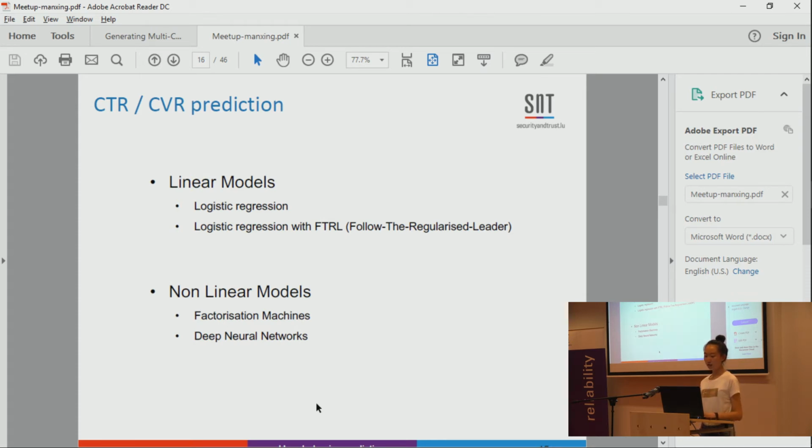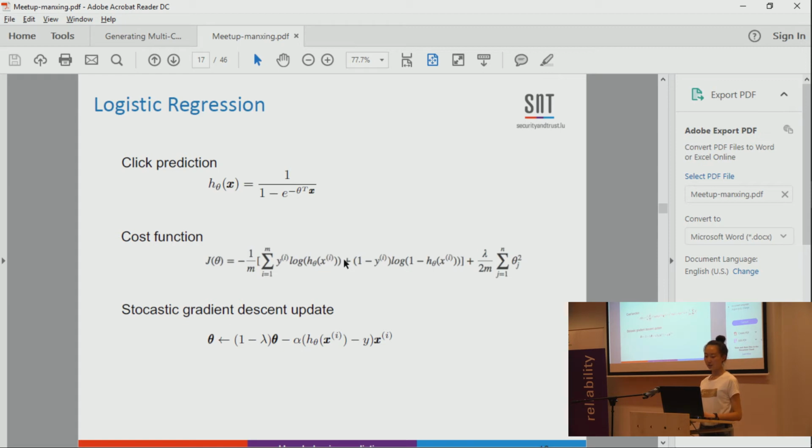And here are two categories of the models we can use to do CTR or CVR prediction. One type is linear models, and the other type is nonlinear models. First we can look at logistic regression, which is very widely used in the industry to solve this binary classification problem. Here, X would be the input vector we got from the bid request, which is already one-hot encoded. And we use the sigmoid function to get an output between 0 and 1. We can use that number as the click-through rate.